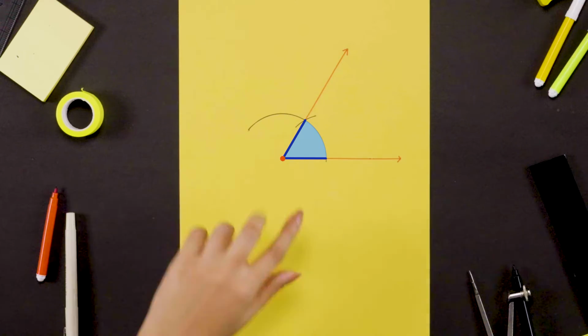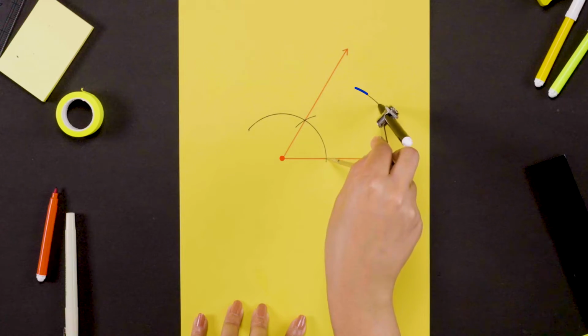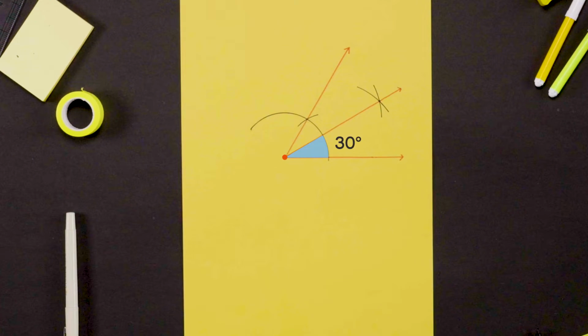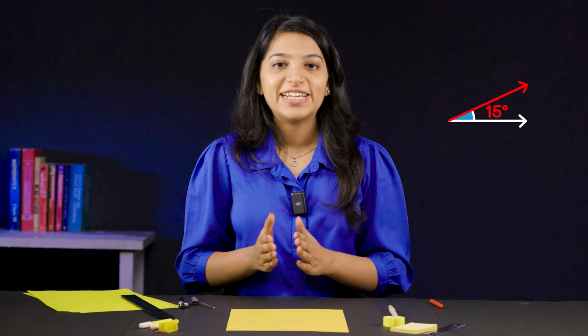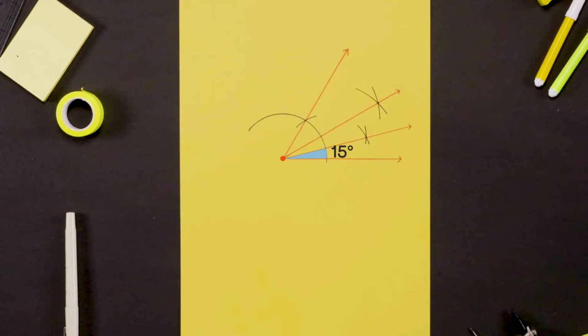Why? These 2 lines are the radii of this arc, and this arc also has the same radius. So that's an equilateral triangle, and this angle must be 60 degrees. Now once you know how to construct a 60-degree angle, you can simply bisect it to get a 30-degree angle, like this. Now what about a 15-degree angle? Again, bisect the 30-degree angle and you are done.